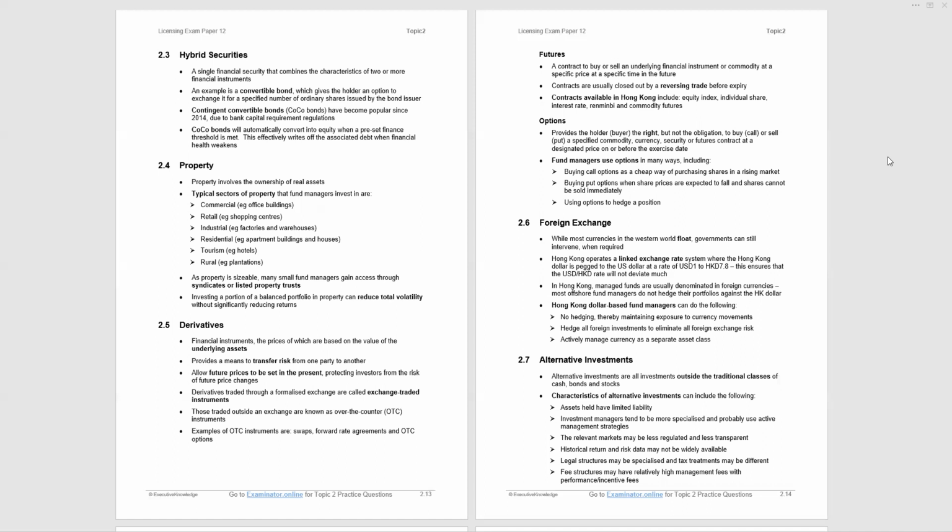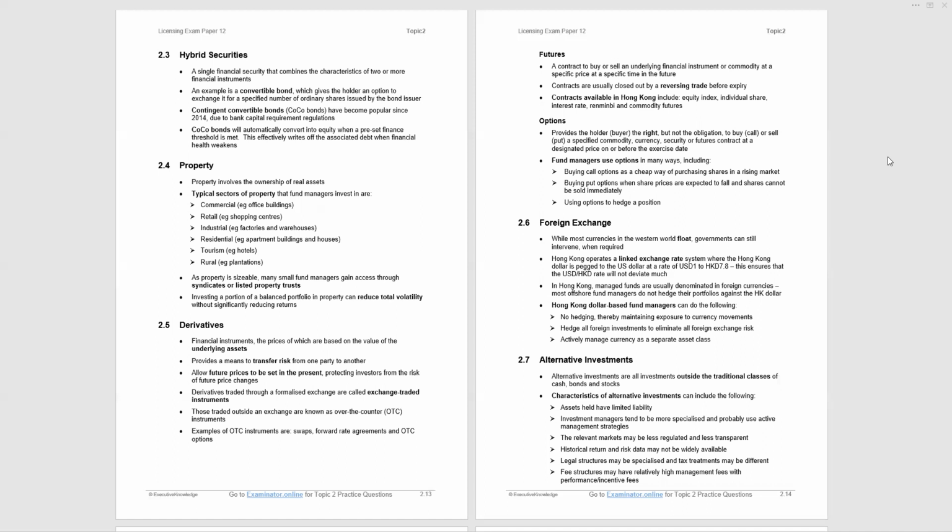Derivatives, the next asset class. These are financial instruments where the price is based on the value of an underlying asset. This enables risk to be transferred from one party to another. So if you lock in a certain price with a derivative, you're guaranteed the price. It's the other party that is exposed to the risk. And accordingly it allows future prices to be set in the present. We're going to consider some of these derivatives in a moment.